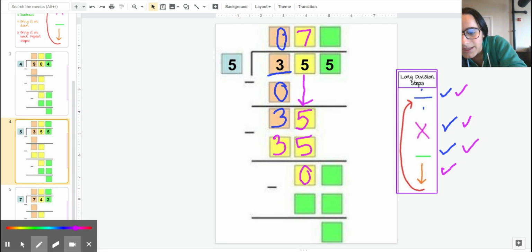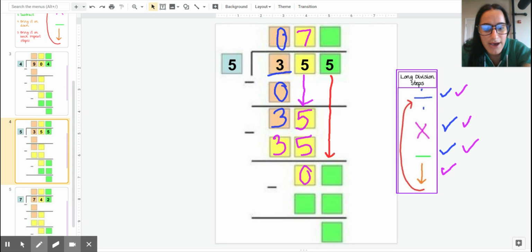My next step is to bring it on down. So I'm going to go to my next digit, which is a 5, and I'm going to bring it all the way down here. And I'm going to write my 5. Now I'm just working with 5. So I'm going to ask myself, how many times can 5 go into 5? And I know it's just one time. So I'm going to put my 1 up top.